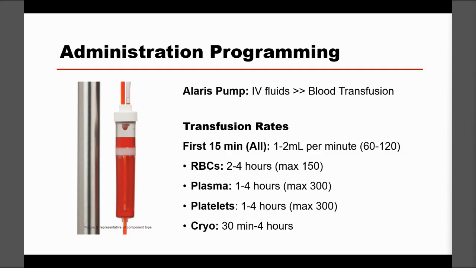120. Then after that first 15 minutes, you're going to make sure that you speed it to what is recommended for that product type. So red blood cells should go in within 2 to 4 hours, plasma 1 to 4, platelets 1 to 4 hours, and then cryo within 30 minutes to 4 hours. And you'll see some maximums there, so you should never run red blood cells over 150.